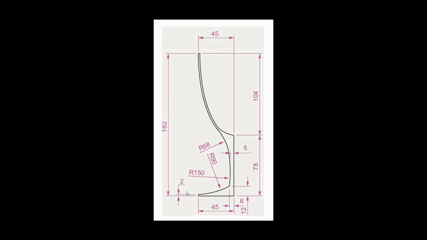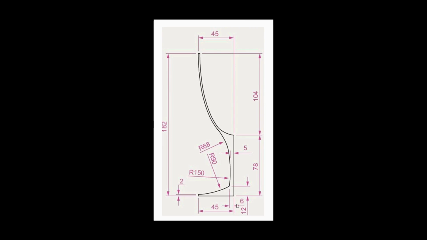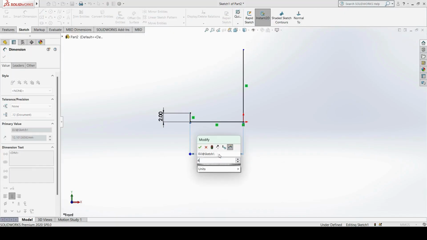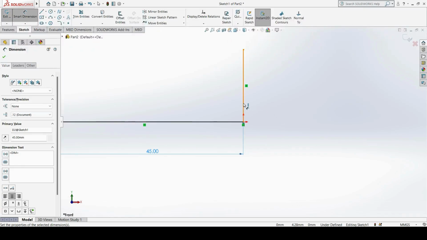Dimension for this vertical line we are having height of 2. This length we are having here 45. Then this height we are having here 78. Let's give all these parameters.